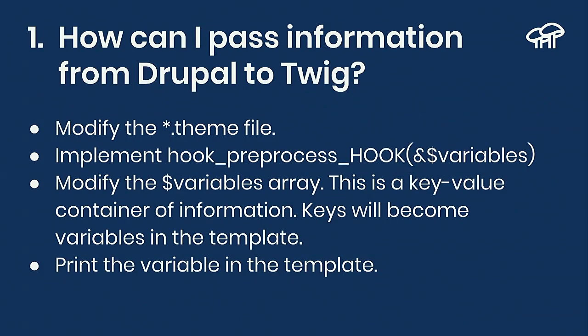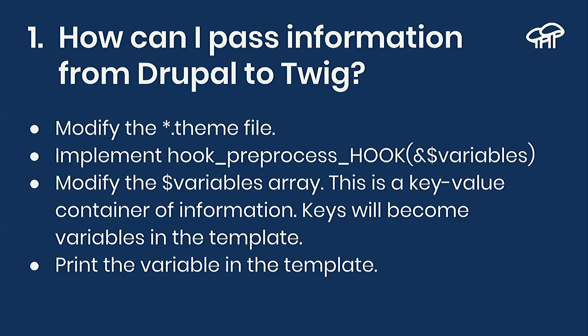So the first recipe: how can I pass information from Drupal to Twig, or basically from the backend to the frontend? In every theme, you will have a file called the name of your theme, .theme. So you will have to modify that file. Then you need to implement a preprocess hook. In this case, we see lowercase hook and uppercase hook. The lowercase hook is going to be replaced by your theme name, and the uppercase hook is going to be replaced by whatever layer you are interacting with. Remember when we enable theme debug, it says theme hook node. That is what you're going to replace the uppercase hook with.